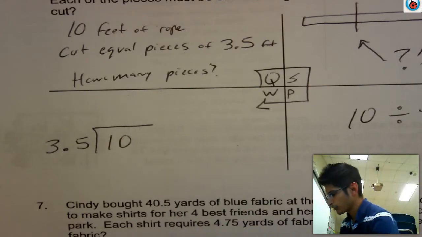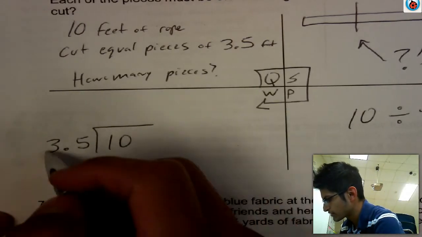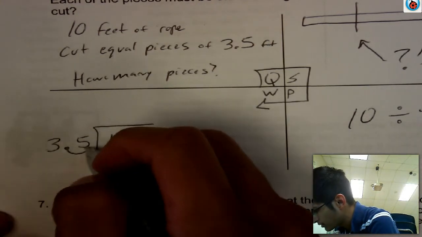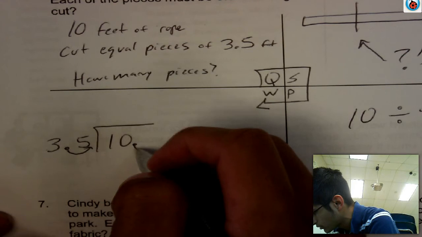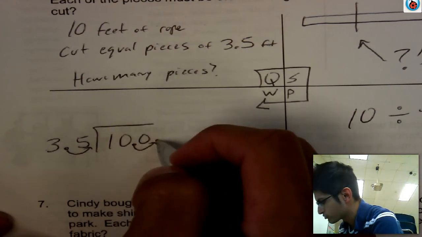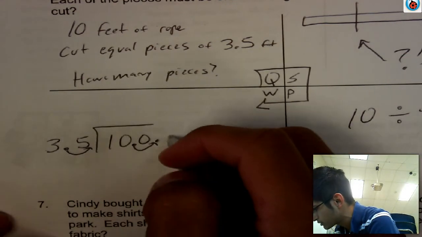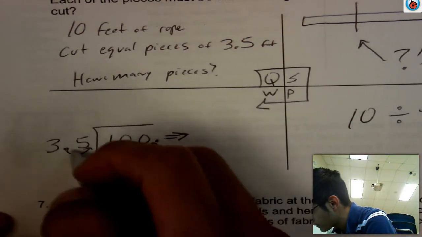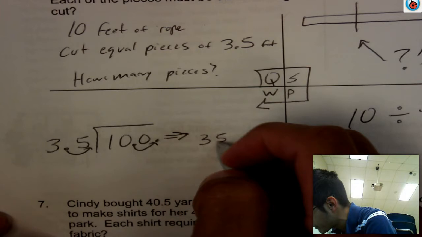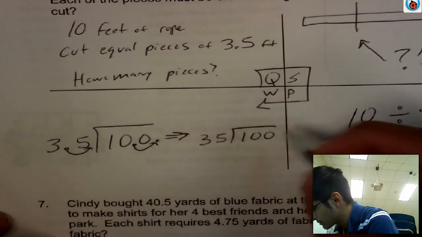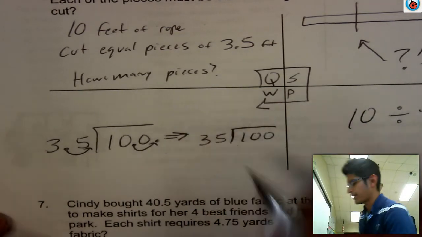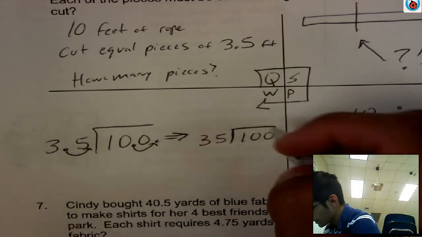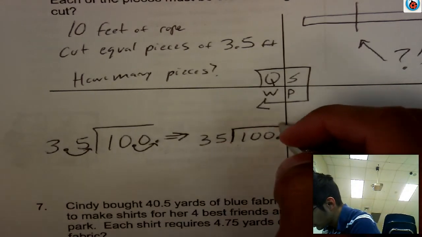All right, before we get started, we have 10 divided by 3.5. So we're going to move our decimal over one spot. My decimal is right here. I'm going to move it over one spot. And so now I'm going to rewrite this problem as 100 divided by 35. So you're going to move your decimal over and then write it over again. So my decimal goes here at the end, then it goes here on top.